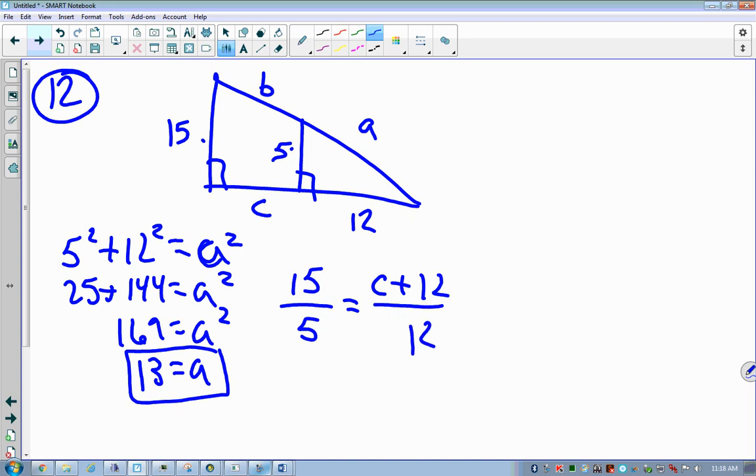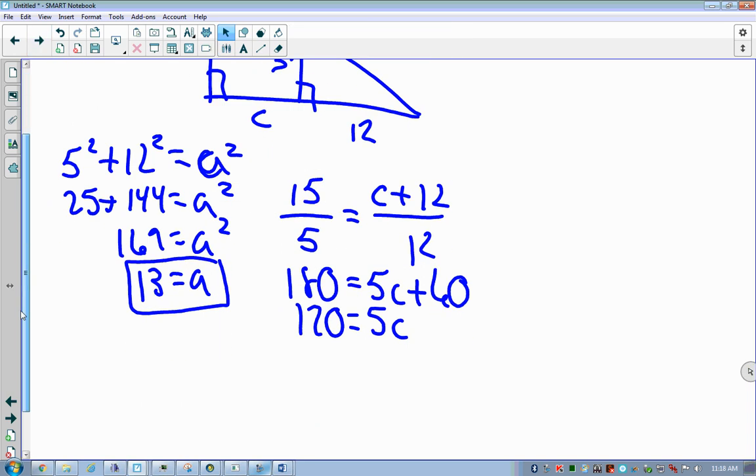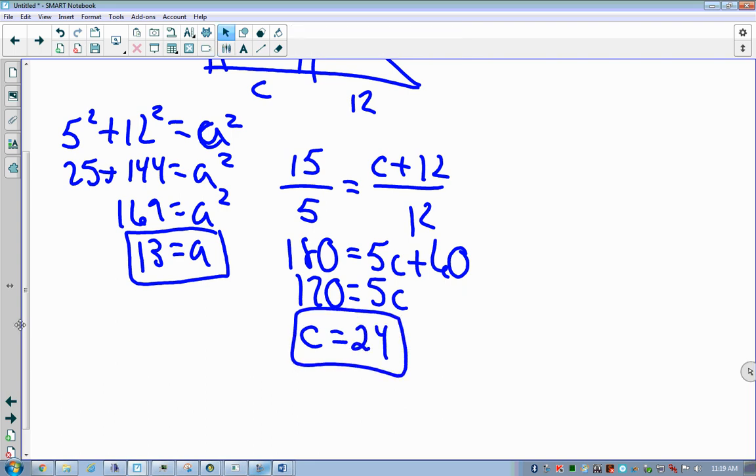Now, cross multiply and divide. I've got 15 times 12. I don't know what that is off the top of my head. You're going to have to help me out. What's that? 15 times 12 is 180. Okay, 180 equals 5C plus 60. Subtract 60 from 180. You're going to get 120 equals 5C. Divide by 5. Is it 24? Okay, I'll trust you. So we got C is 24.